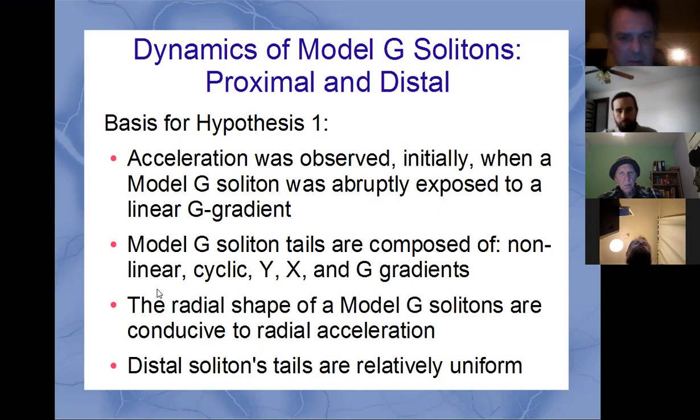Also, since the solitons are radial, you would expect any interaction, any acceleration, to most likely be radial also, just due to their geometry. That would lend itself to gravitational acceleration. And since the tails are relatively uniform, that would also match what we observe as a more or less constant acceleration of gravity, the gravitational constant. So these are some of the things I was considering that might support looking into the possibility of these solitons interacting via their tails.